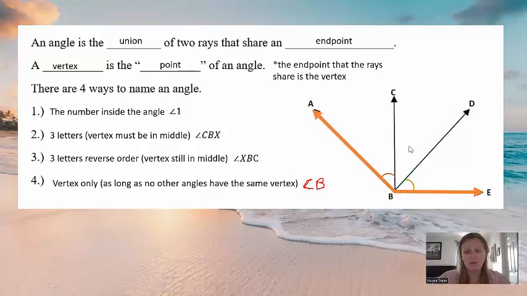So if you call one of these angle B, I won't know which one you're talking about because there's lots of angles who have B as the vertex. So we try to avoid using the vertex unless there is only one angle in the picture. Then you're okay. So as a good rule of thumb, I recommend you always go with the numbers inside or 3 letters.